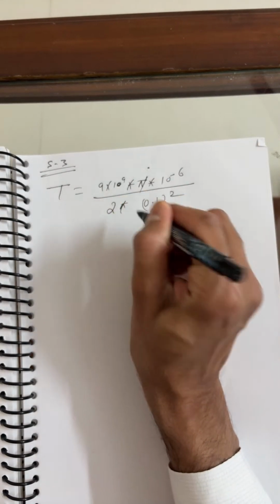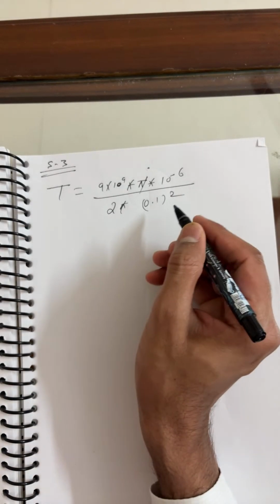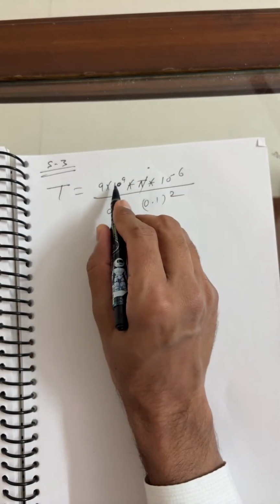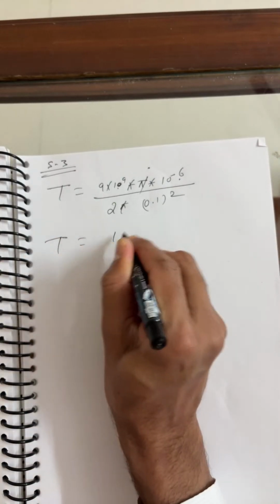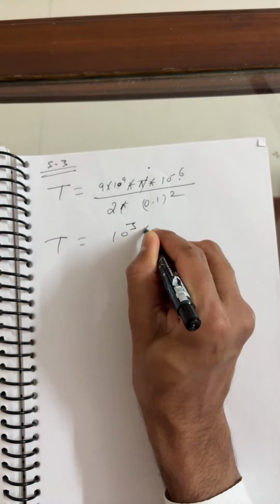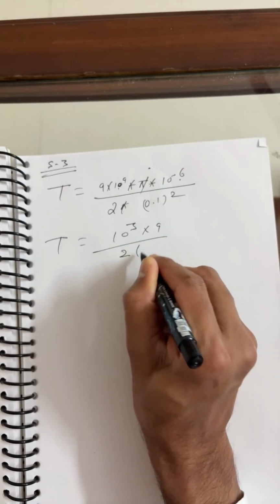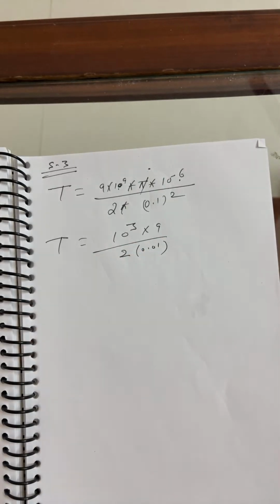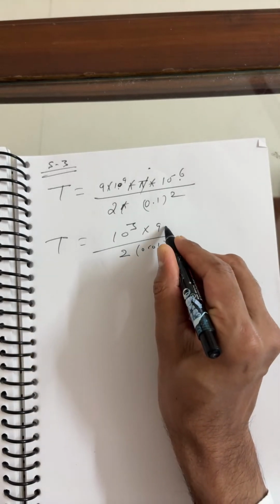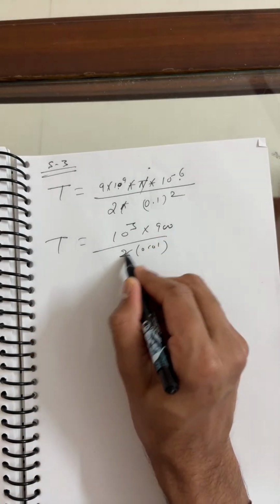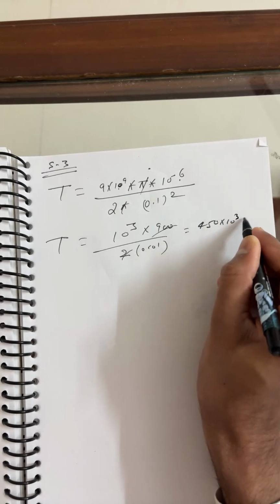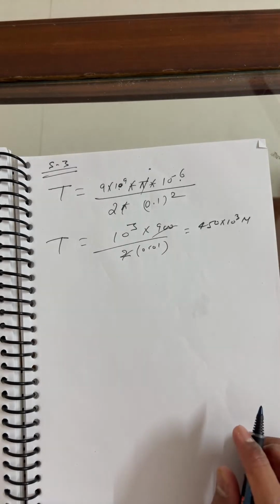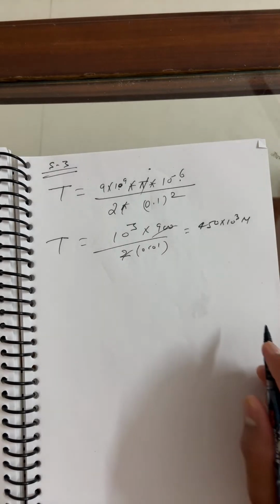This pi finished. This pi finished. You can say this is 10 to the power plus 9 and minus 6. You can write T is 10 to the power 3 into 9 upon 2 into 0.01. This decimal replaces in 2 times. Now this is 450. So you get 450 into 10 to the power 3 Newton. Tension you will get here.